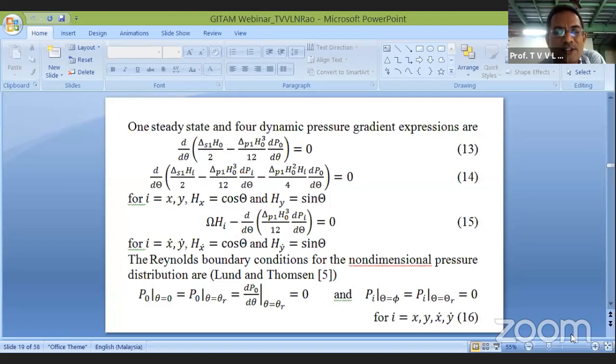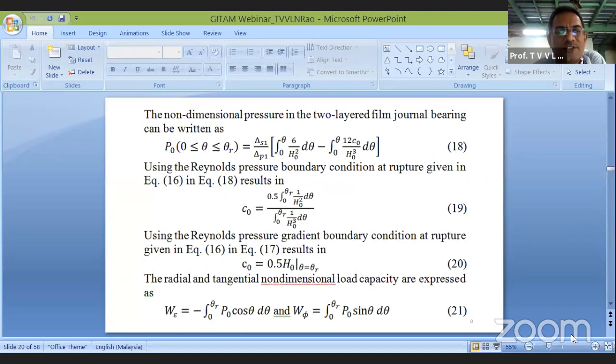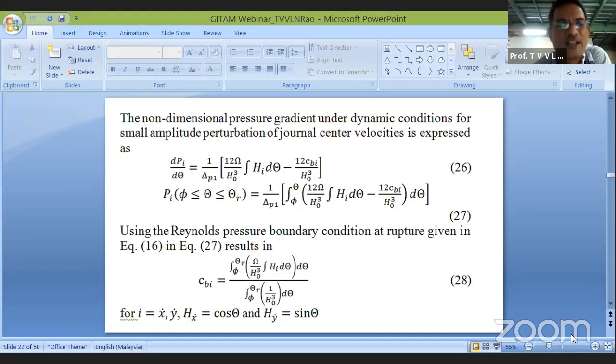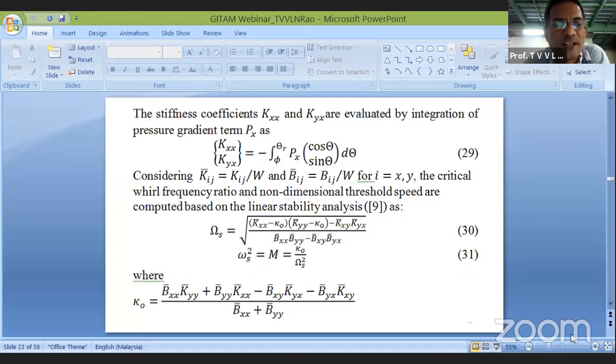Using this infinitesimal perturbation method, we can get one equation for the steady state. We can solve the steady state equation for the pressure, and integrating the pressure, we get the load capacity, the radial and the tangential components, and the total load capacity. From the perturbation, we get four pressure gradient expressions. Solving these, we get four stiffness and four damping coefficients, typically for the case of bearing analysis. So we get eight coefficients. Integrating these pressure gradients over the full film, we can obtain these dynamic coefficients.